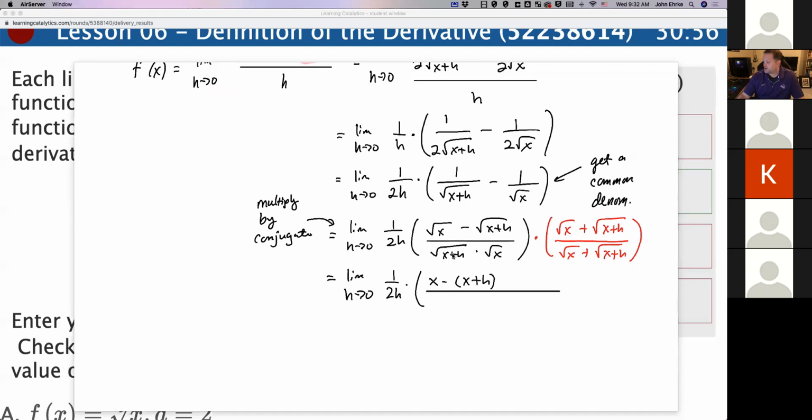And then the denominator, it looks difficult because this is multiplied here. Just keep it as is, right? So I'm not going to do anything with the denominator. It's square root of x plus h times square root of x times this piece over here, which is square root of x plus square root of x plus h.